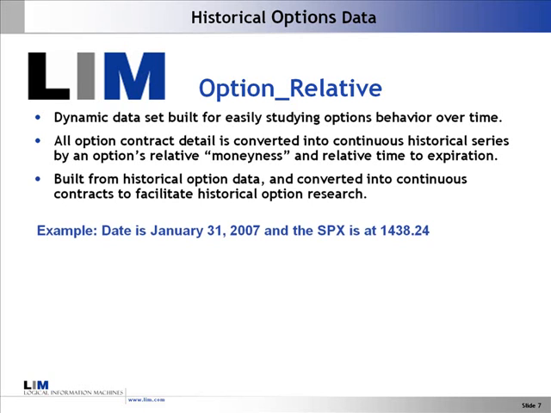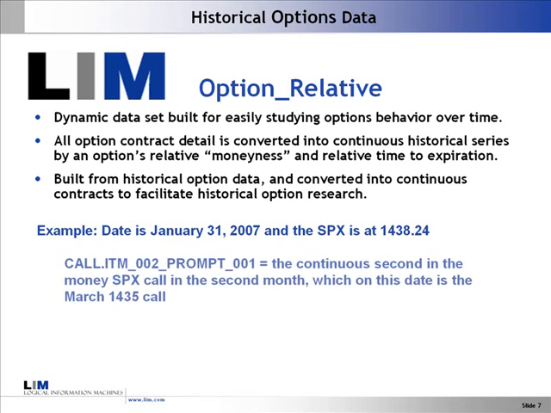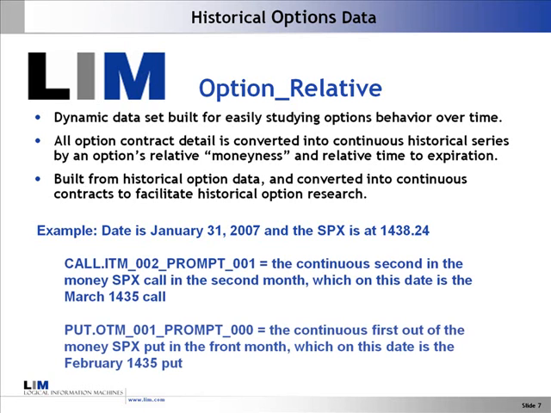As an example, assume today is January 31, 2007, and the SPX cash index closed at 1438.24. This symbol is the option relative symbol for the continuous second in the money SPX call in the second month. On this date, the option would be the SPX March 1435 call. This symbol is the option relative symbol for the continuous first out of the money SPX put in the front month. On this date, the option would be the SPX February 1435 put.